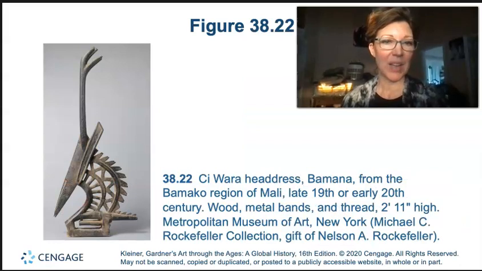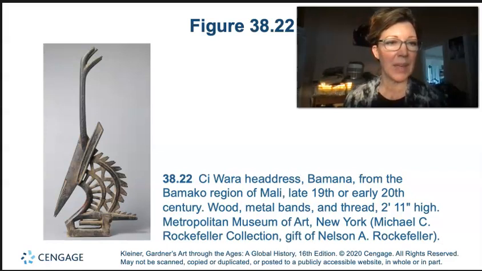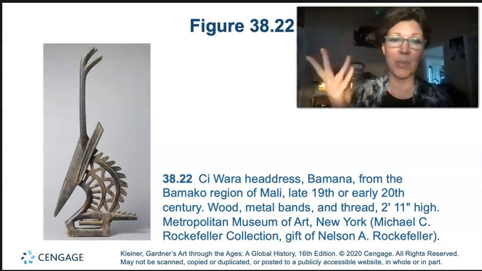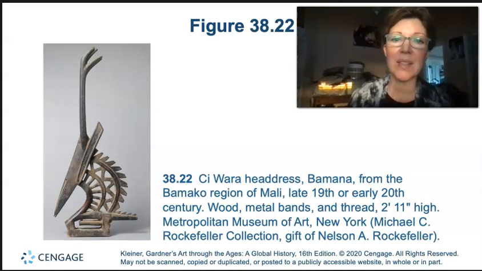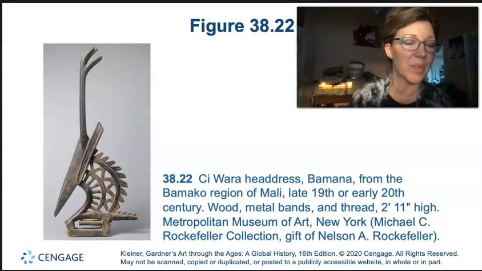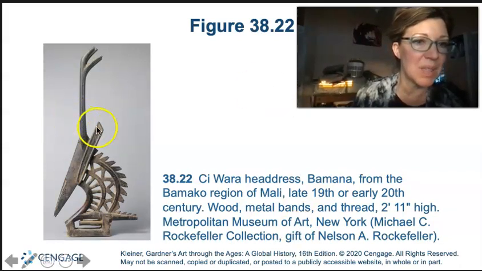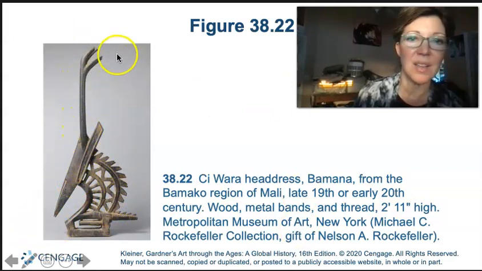Okay, this is Ci Wara Headdress from Bamana peoples, from the Bamako region of Mali. And you might not know this, but unless you read the text already, the subject that is depicted in the Bamana mask used in the Ci Wara ritual is the antelope. So it kind of starts to make sense, this is the head, the neck with the mane, and the antlers.